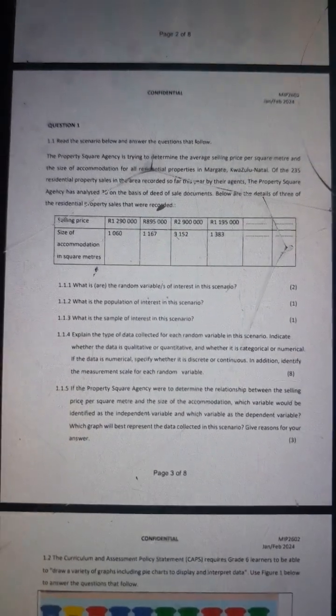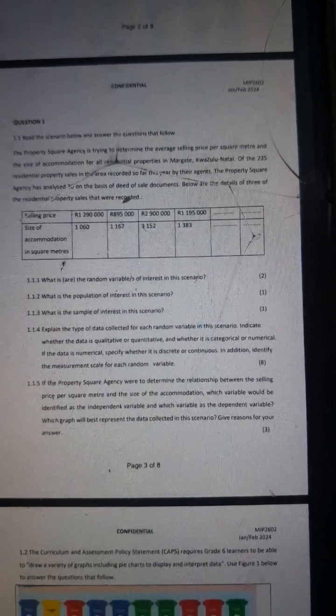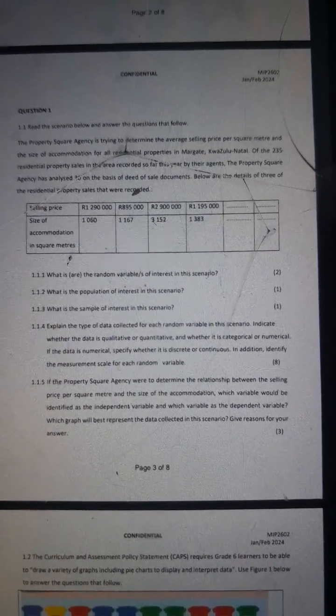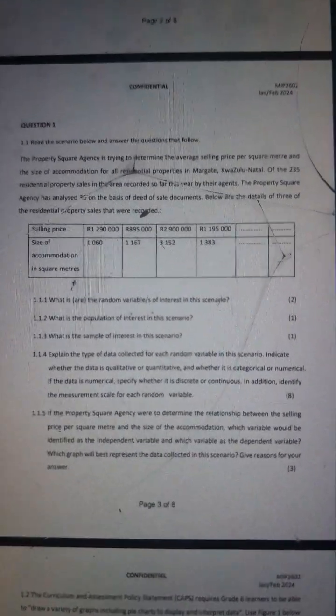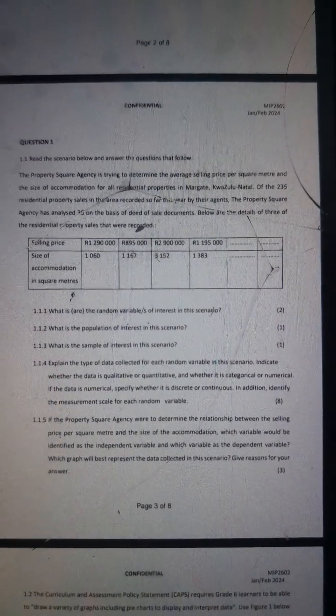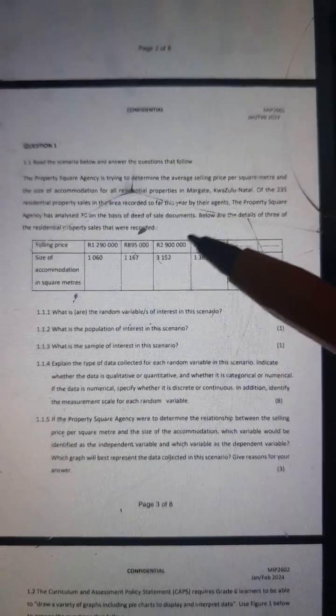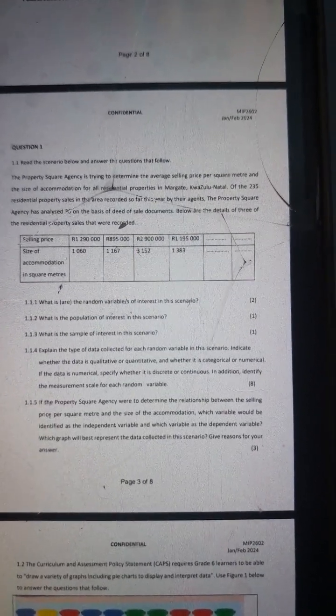So what is the population of interest in this scenario? In this scenario, guys, remember, when you think of population, you think of the number of people in this case, right? But since we're talking about the properties in this data, it will be all residential properties in Margate. Meaning the 235 property sales in the area will be our population of interest in this scenario.